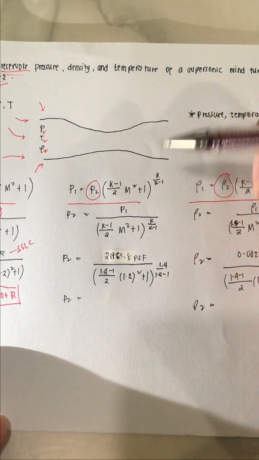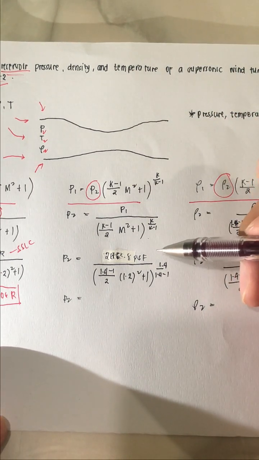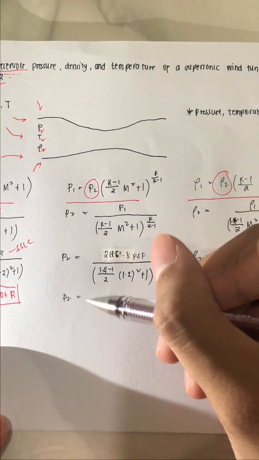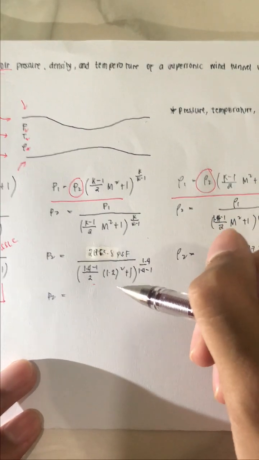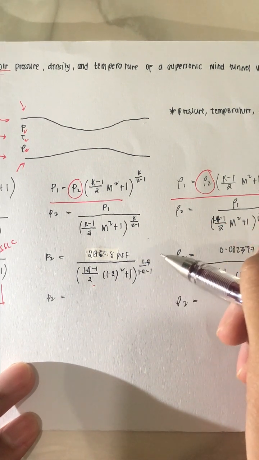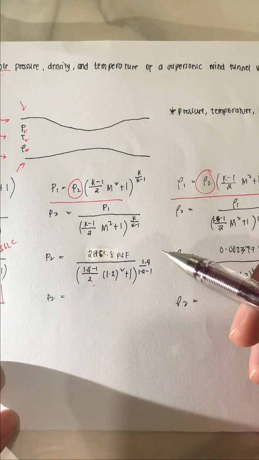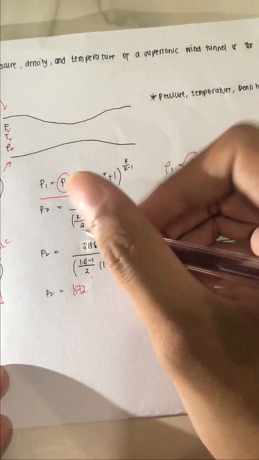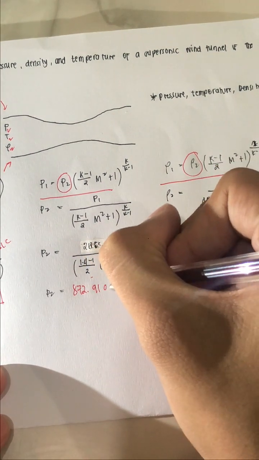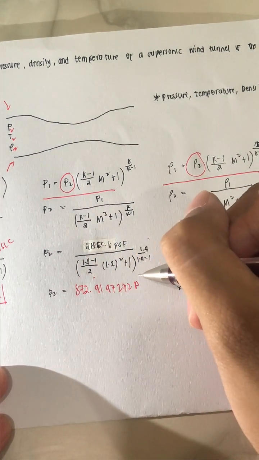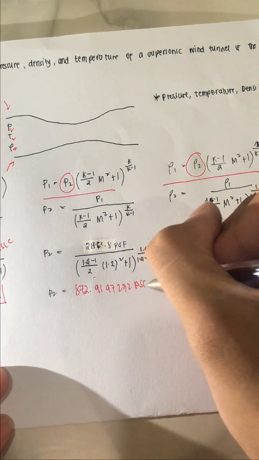Pressure at SSLC is 2116.8. So, we are using English units. So, 1.4 minus 1 over 2, 1.2 squared plus 1 raised to 1.4 over 1.4 minus 1. Our pressure will be 872.9197232 pounds per square foot, PSF.